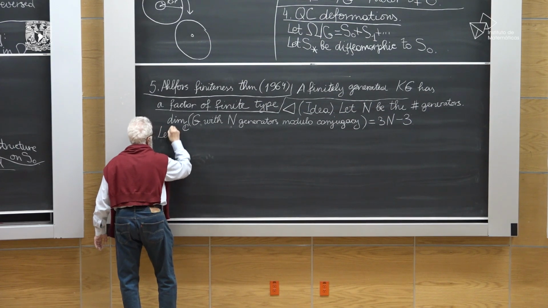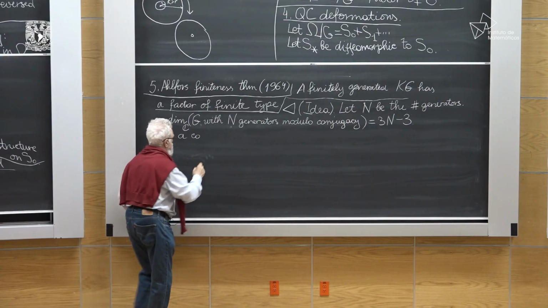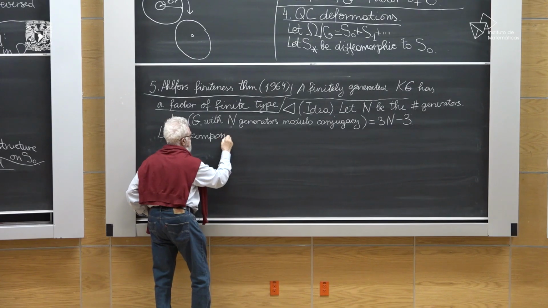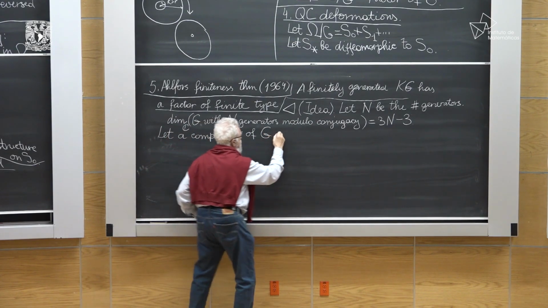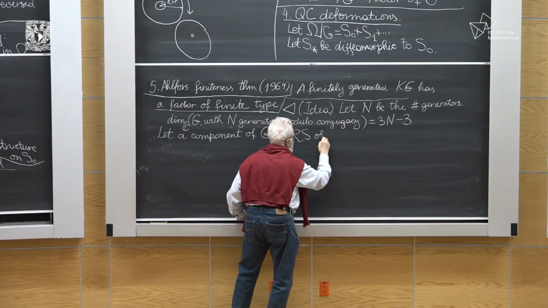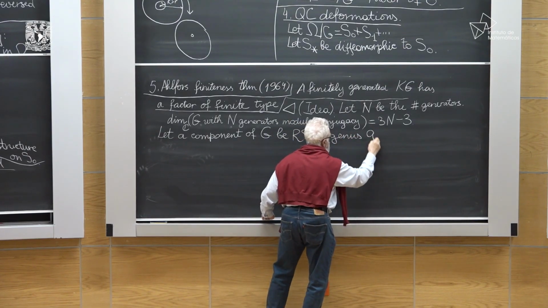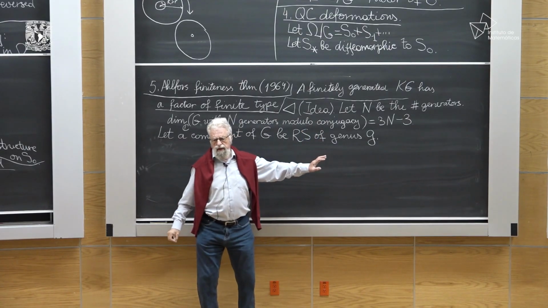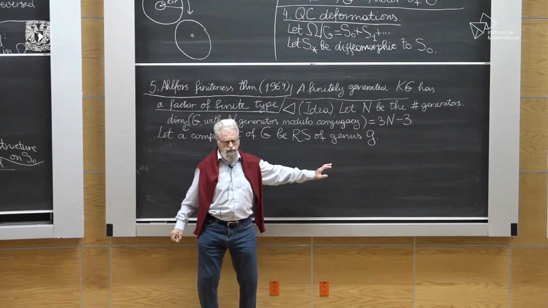Let a component of the group G be a Riemann surface of genus g with no punctures. You can in the same way consider the case of punctures, but I do not want to do that.